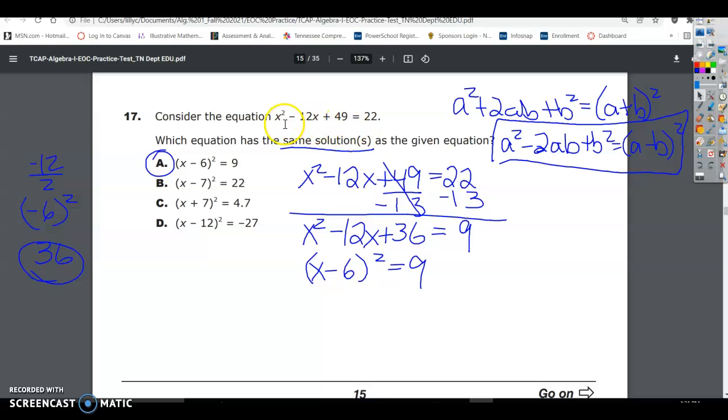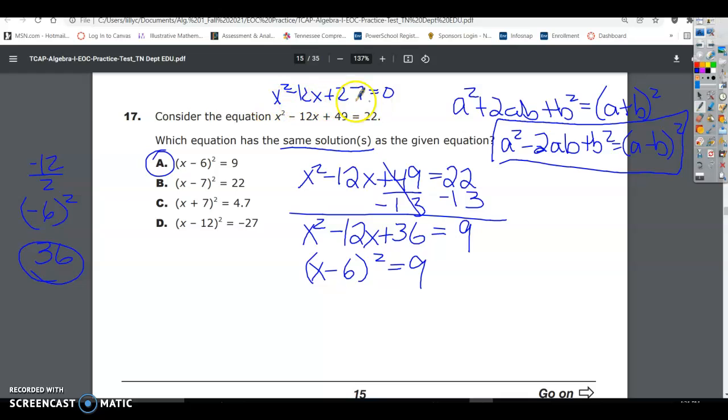Alright, so what you can do is set the first equation equal to 0. Alright, if you set the first equation equal to 0, you're going to take 49 and subtract 22. So 49 minus 22 is 27. So I'm going to have x squared minus 12x plus 27 equals 0.